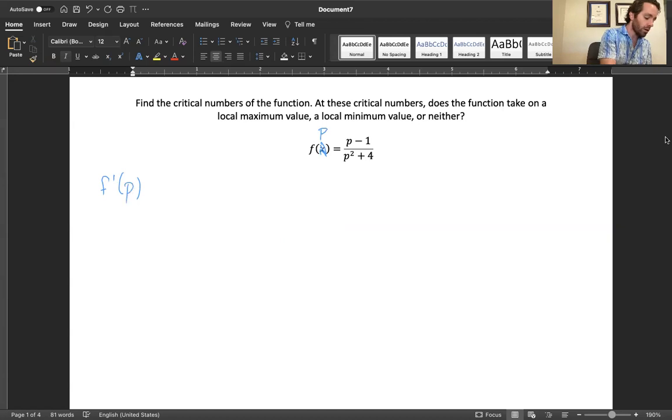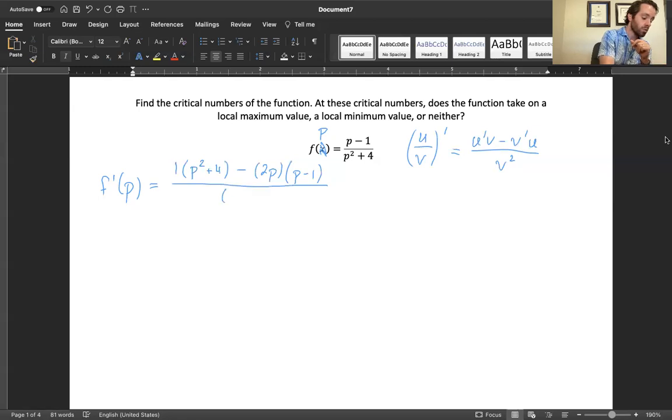So f prime of p is, this is a quotient, f prime g minus g prime f, or if you like, in u and v terminology, because we're already using f, this is u prime v minus v prime u all over v squared. So f prime of p will be the derivative of the top, that's 1, times the bottom, normal style, p squared plus 4, minus the derivative of the bottom, which is 2p, times the normal version of the top, which is p minus 1. And on the bottom, we've got (p squared plus 4) squared.